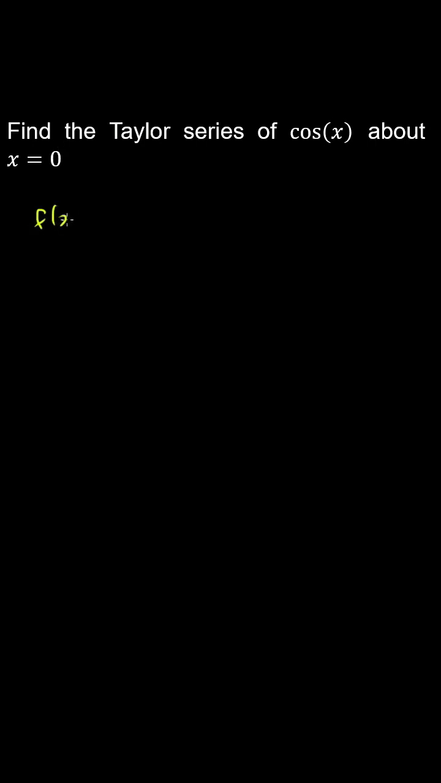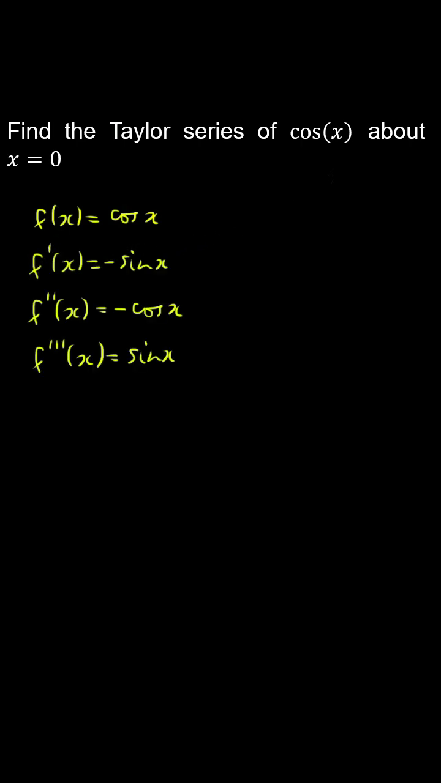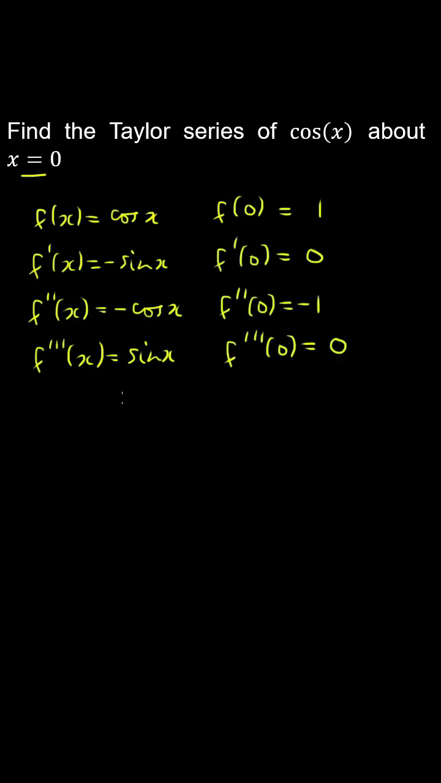Let's find a Taylor series of cosine x about x equals 0. So f of x is equal to cosine x, and we differentiate this several times. And evaluating these at x equals 0, we're basically obtaining the Maclaurin series. And now we can write our function as follows. So we have 1 minus 1 on 2 factorial by x squared. And then these derivatives will keep cycling. So our next term is going to be plus x to the 4 on 4 factorial, and then minus x to the 6 on 6 factorial, and so on.